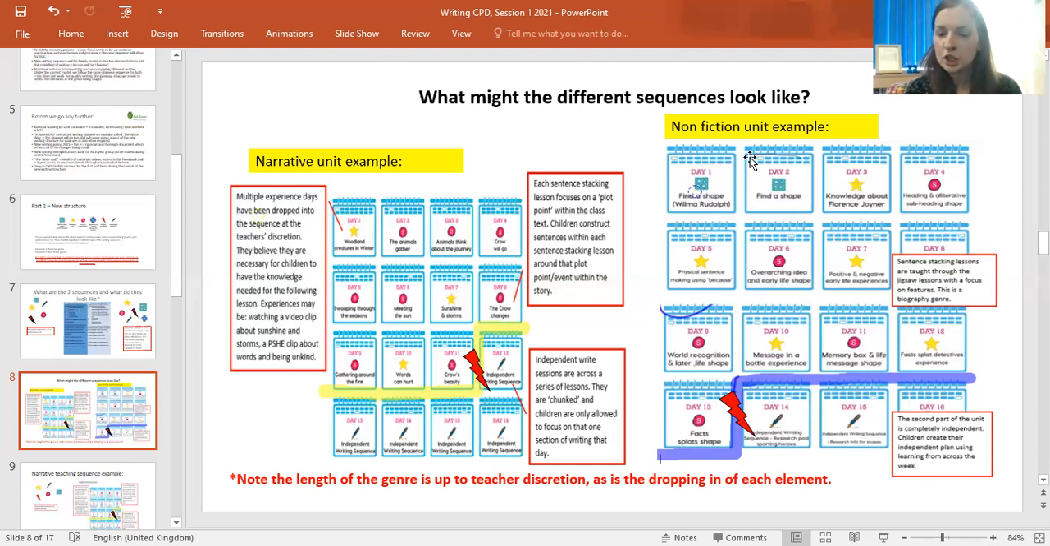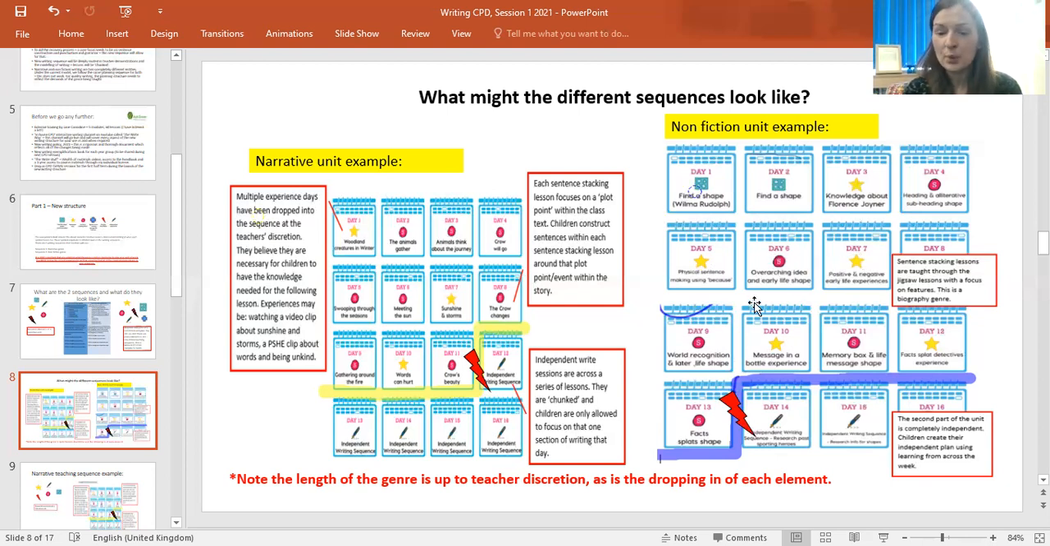Another example here is a non-fiction unit, which we'll talk more about in the second CPD session. So you can see that the symbols are slightly different. You've got a find a shape lesson, so that's your model text one, which should have been on that one at the start. Don't know why it isn't. Then you've got experience days, some sentence stacking days dropped in if needed. But what I'll also say here is where these sentence stacking days are. The reason I've put it in as a sentence stacking day there is because if I just put it in as a jigsaw lesson, people will get confused and they'll just think that they don't have to focus on sentence construction at all, when actually you still need to be focusing on the punctuation and grammar side of it, even if it is a jigsaw lesson. Okay, so that there is sentence stacking or jigsaw lessons, depending on what your genre is.